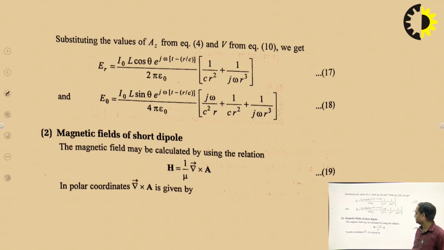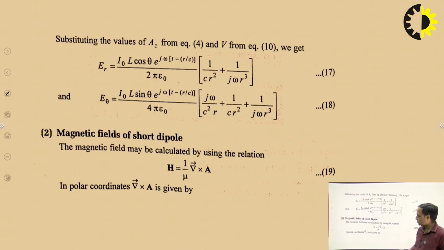So ER and E theta are there, where the expressions have a multiplication factor like 1 upon C R square. These are the multiplication factors which comprise ER like this: 1 upon C R square plus 1 upon j omega r cube, and E theta: j omega c square r plus 1 upon c r square plus 1 upon j omega r cube.